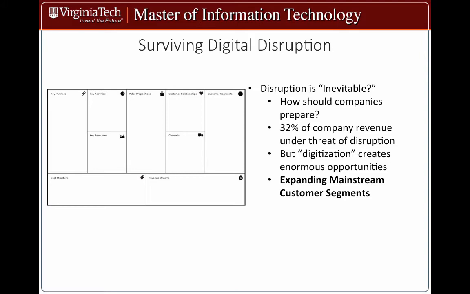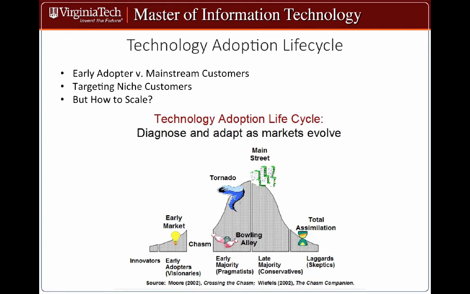Building on our discussions last week, we want to spend a lot of time talking about the differences in mainstream customers and what are effective strategies for reaching them. The S-curve is really a reflection of what we call the technology adoption life cycle.